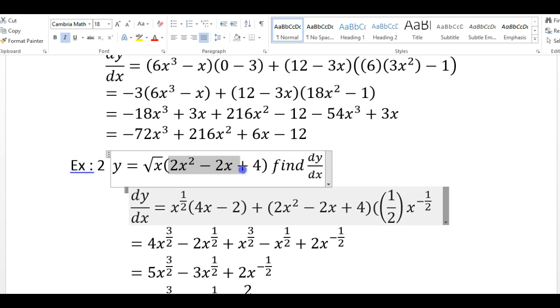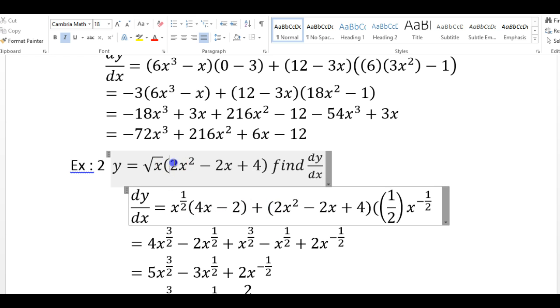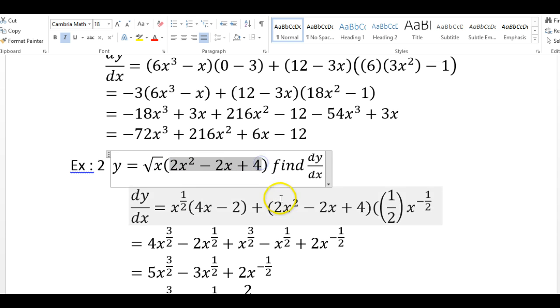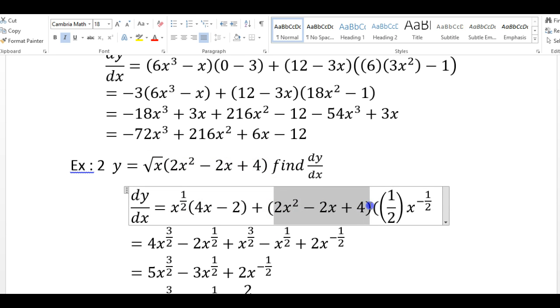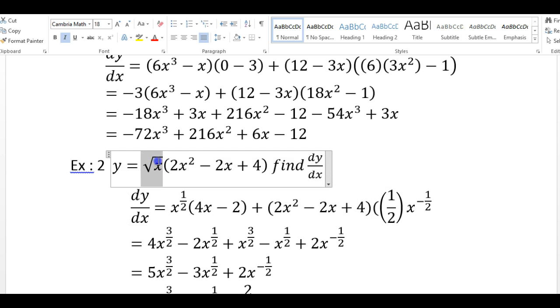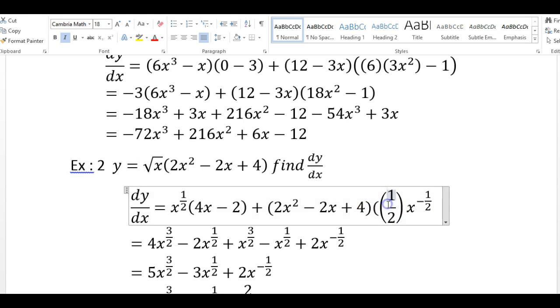So this is 2. What's the derivative of this? The derivative of this part is 2x squared, so it is like 4x, minus the derivative of this, which is 2x. So 4x minus 2, plus write 2, this part right here, 2x squared minus 2x plus 4, times the derivative of the first piece. So what's the derivative of that? That is x to the 1/2. If you take the derivative, you get 1/2 x to the negative 1/2. So 1/2 x to the negative 1/2 is the derivative of 2.